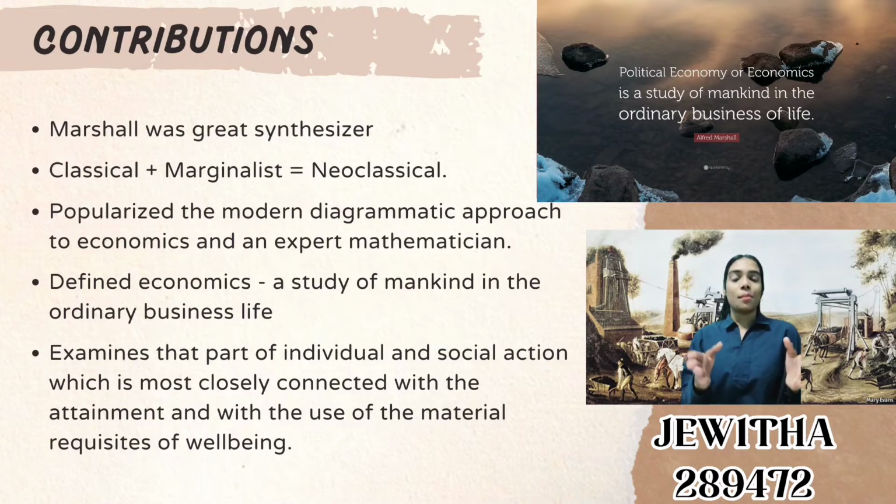Marshall was a great synthesizer who combined the best of classical economics with marginalist thinking. So, classical plus marginalist equals neoclassical. He popularized the modern diagrammatic approach to economics. He was an expert mathematician. However, he only placed math in footnotes and appendixes.